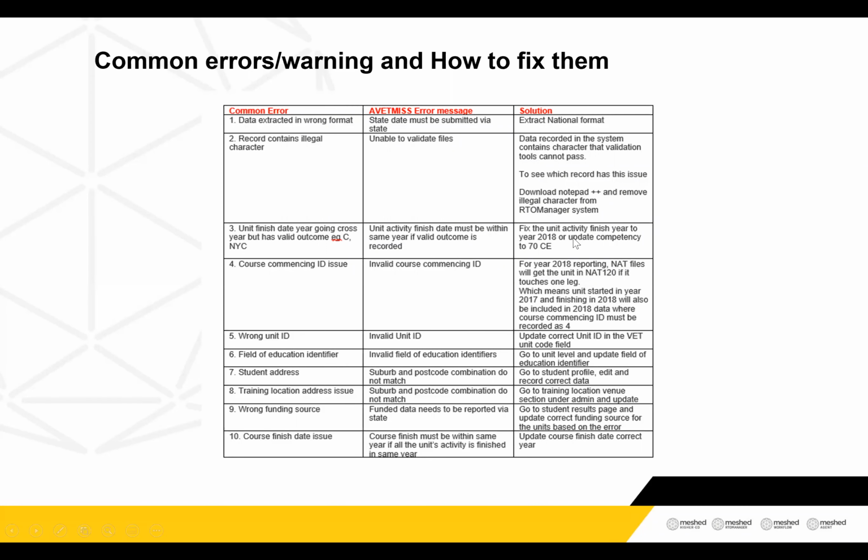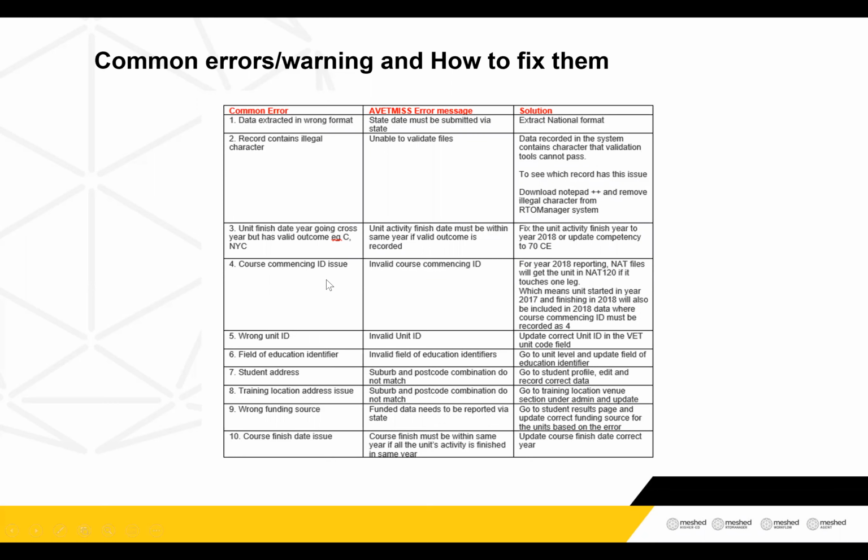So you don't have to really worry about it, but always double check if you have a situation where a student has completed the unit, but you have left the unit as enrolled. Enrolled is not a valid outcome. Either they will be C, NYC or withdrawn. So you have to make the final outcome valid so that the AVETMISS engine accepts it.